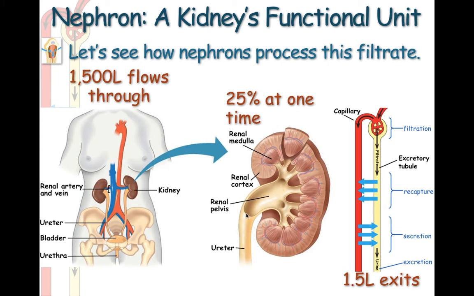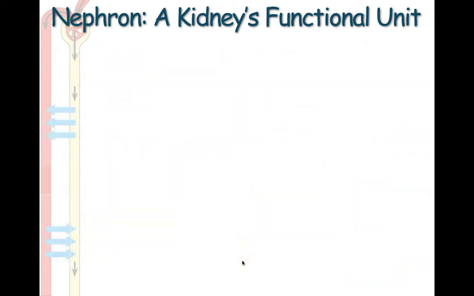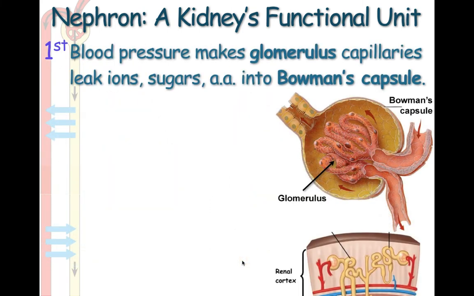All of these lead to a renal pelvis, which leads to the ureter, which moves to the bladder for the collection of urine. 1,500 liters of fluid flows through your kidneys during the day, and that produces about 1.5 liters of urine per day. Let's see how this works.